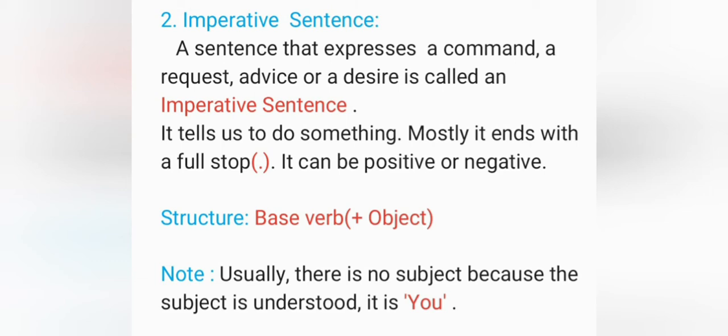Structure: base verb plus object. Students, in imperative sentences mostly there is no subject. Do you know why there is no subject? Yes, because the subject is understood. Here we have you as subject. Because we give command or request or advice to second person always.